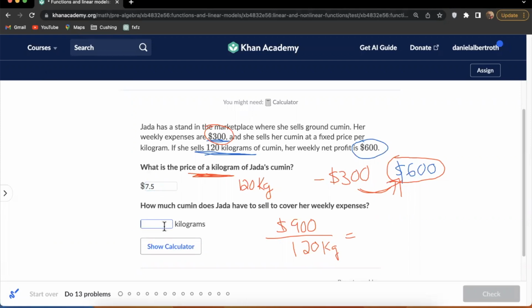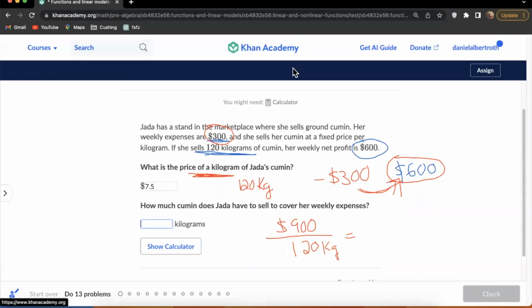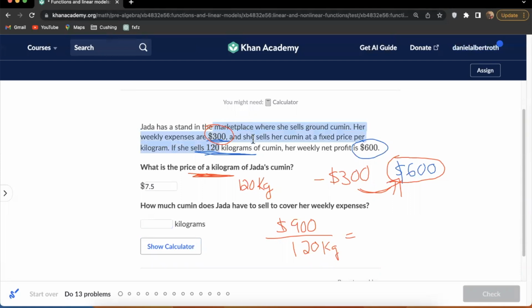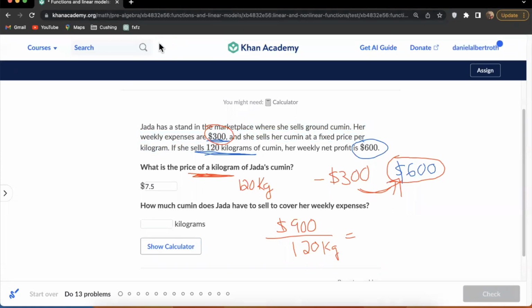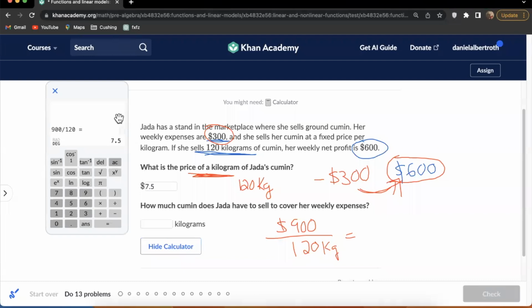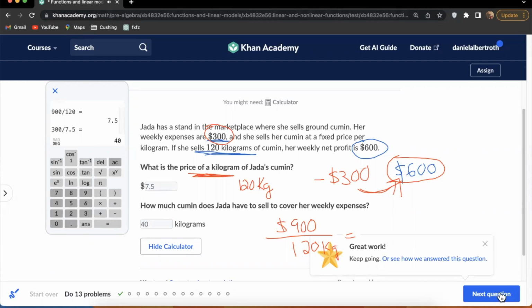How much cumin does Jada have to sell to cover her weekly expenses? So the weekly expenses is $300. So in order to make $300, if she's selling it at $7.50 per kilogram, we're going to do the 300 and divide that by 7.5. She would have to sell 40 kilograms of cumin to make back her $300. And if you do the 40 times 7.5, you should get 300. So that's how you make back the $300 that you spent.